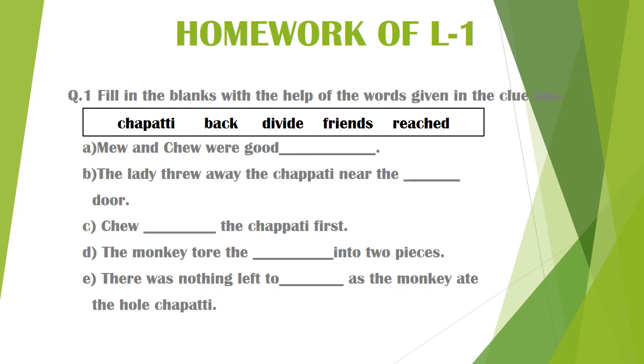D: The monkey tore the dash into two pieces. Monkey ने dash को दो pieces में तोड़ दिया. E: There was nothing left to dash as the monkey ate the whole chapati. कुछ भी नहीं बचा क्योंकि monkey ने सारा चपाती खा लिया था.